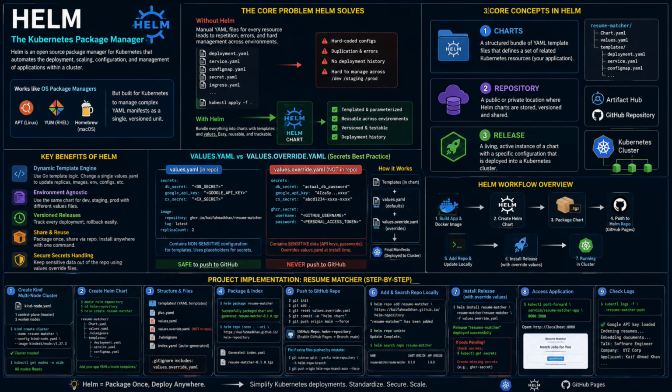Now let's understand the key benefits of Helm. First is the dynamic template engine. Instead of copying entire YAML directories and configurations for different server environments, Helm uses Go template logic, meaning you change a single file called values.yaml, which is present inside your packaged application folder. That values.yaml dynamically populates configurations like replica counts or environment passwords.